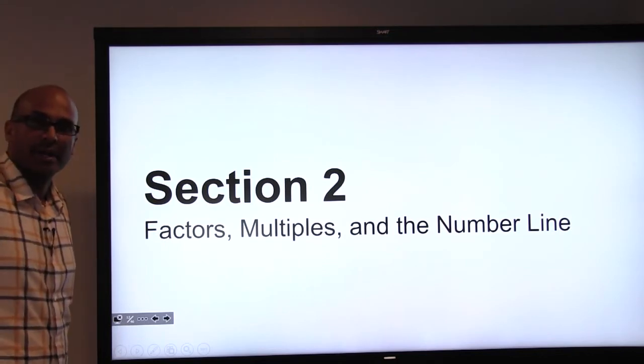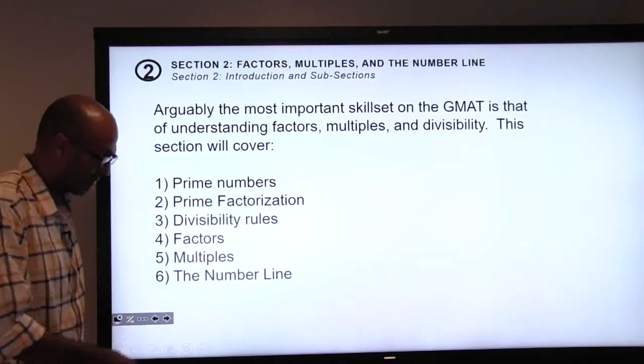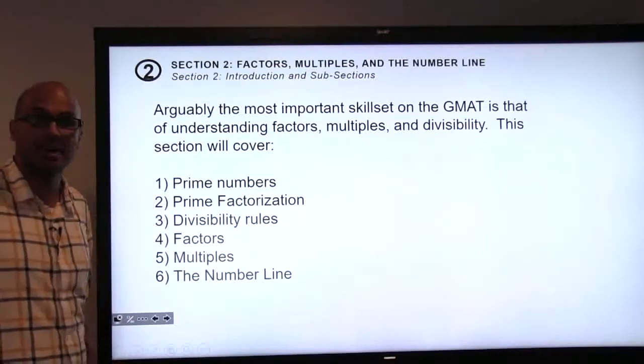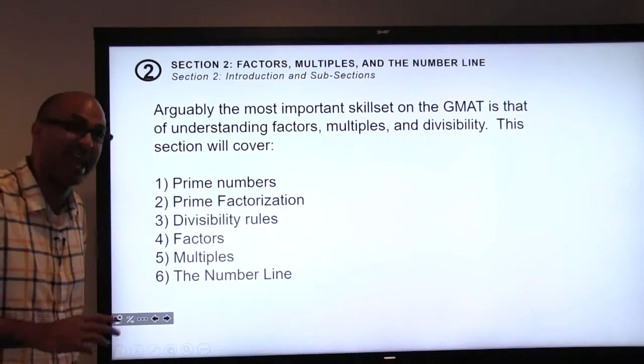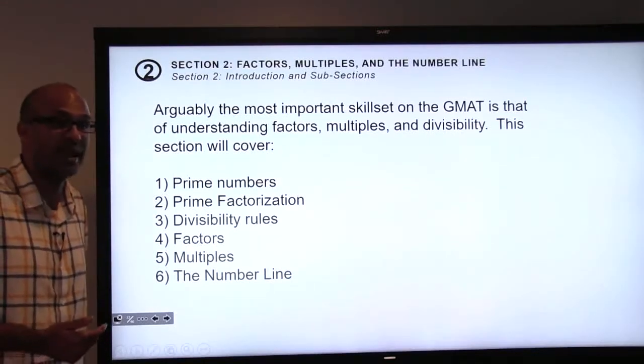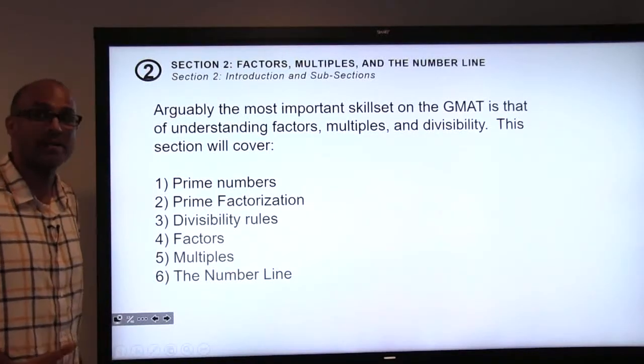All right, guys, let's go ahead and get back to work here on this next section, which is all about the factors and multiples concepts. These guys say, hey, it's arguably the most important skill set on this test. I think it's strong language, folks. I would definitely argue this is pretty important, especially on the quant side of things. So you do want to spend some time on it.